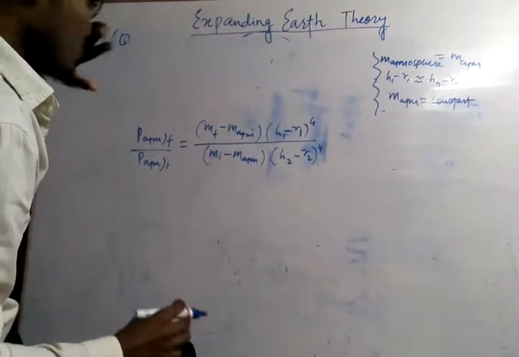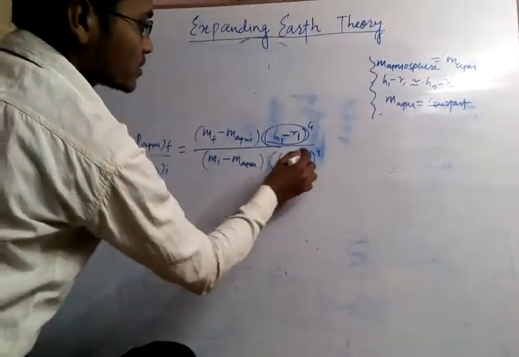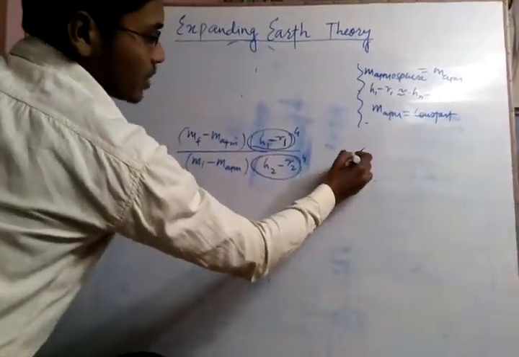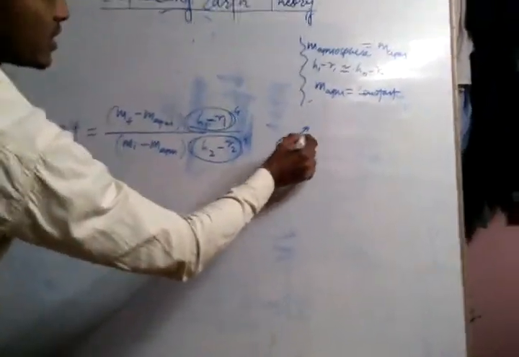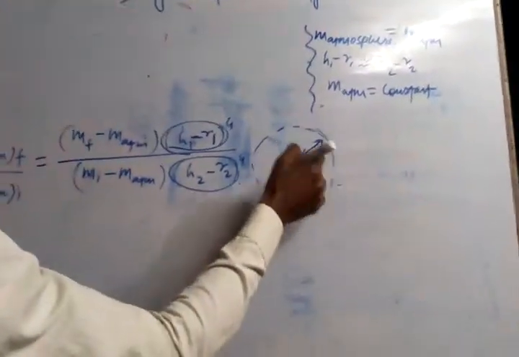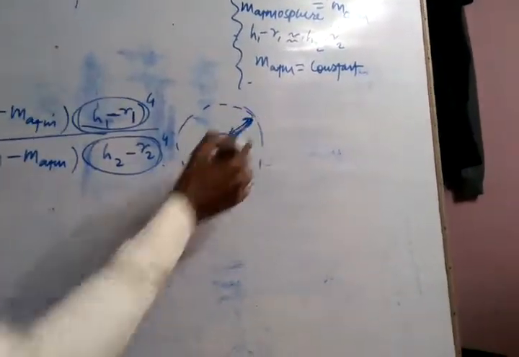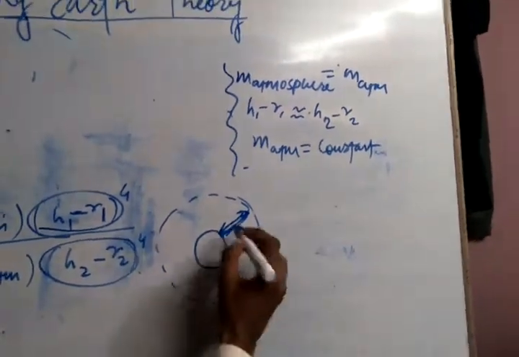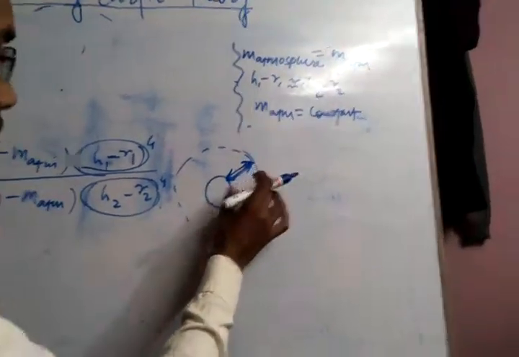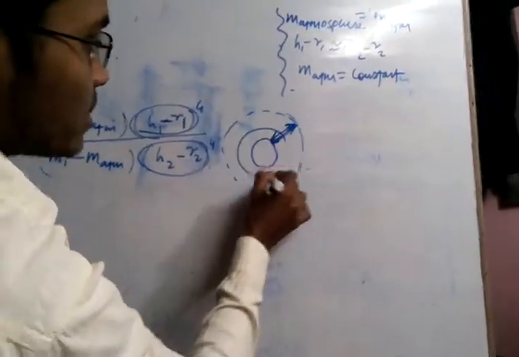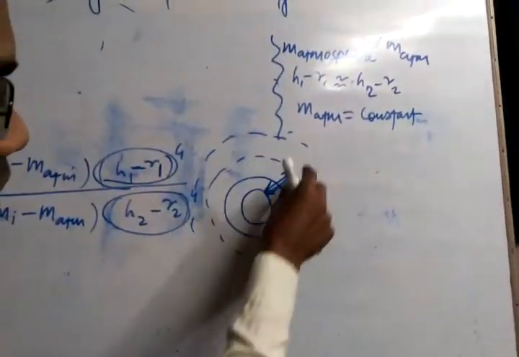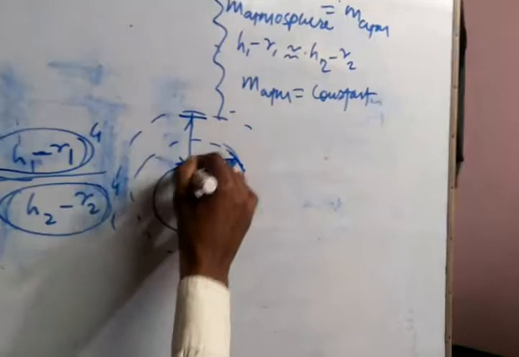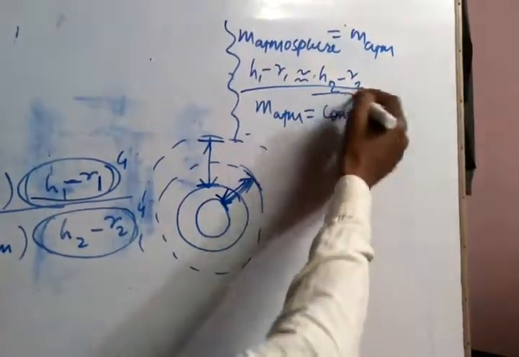Now we are erasing this, and it's time to see what we have assumed. We have assumed that these two quantities are equal at all times because the composition of the atmosphere is not changing. The composition of the atmosphere is not changing, so this distance is maintained. When the radius increases, the atmosphere also goes up, but this distance is equal to that distance at all times. This distance is maintained. That's why we assumed it.